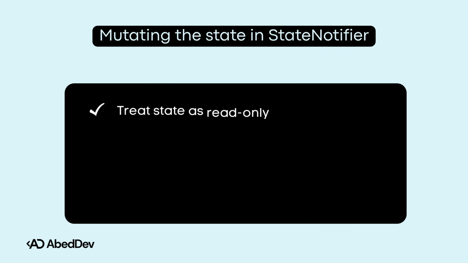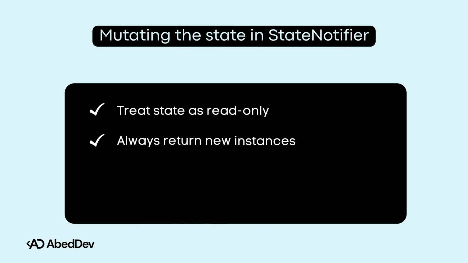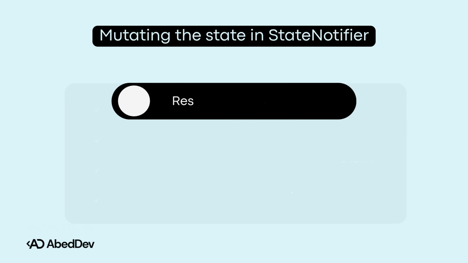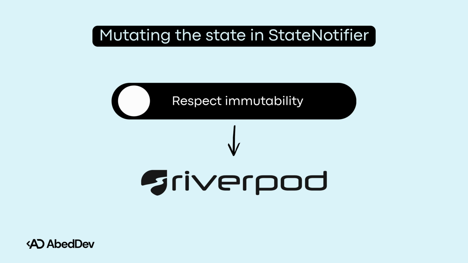Always treat state as read-only. Always return a new instance. Never mutate lists or maps, just clone them. Prefer Freezed for scalability. Respect immutability, and Riverpod will reward you with clean, predictable state management.